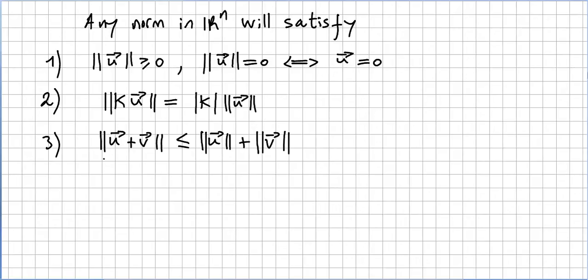And third property: the norm of u plus v is smaller than or equal to the norm of u plus the norm of v. If you check the previous video, you already proved this. Check the previous video for the Minkowski inequality, also known as the triangle inequality.